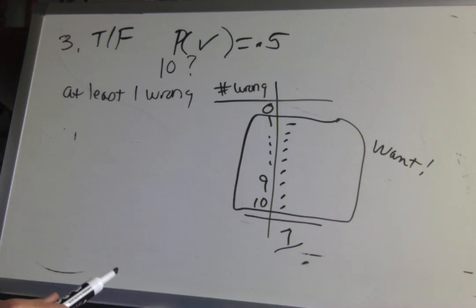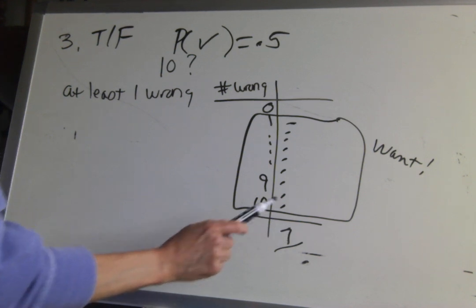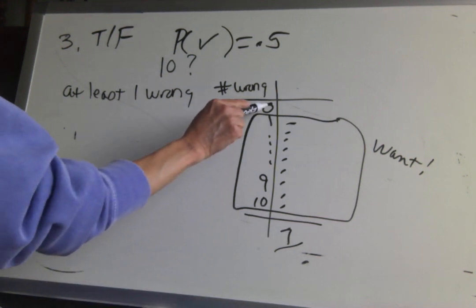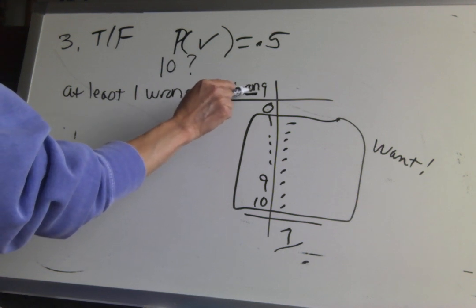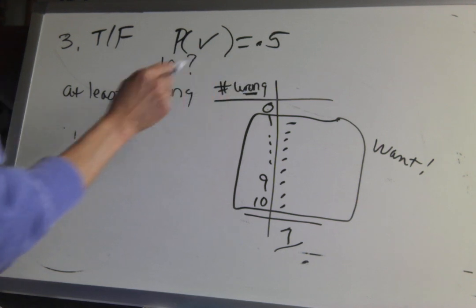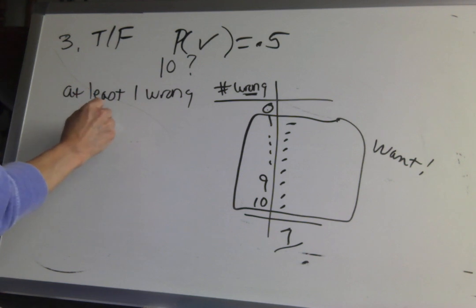Complement rule is the only thing you have. 1 minus, what did you not circle? 0 wrong. See, that's why that title is so important. This was not correct. This is wrong. 1 minus 0 wrong.